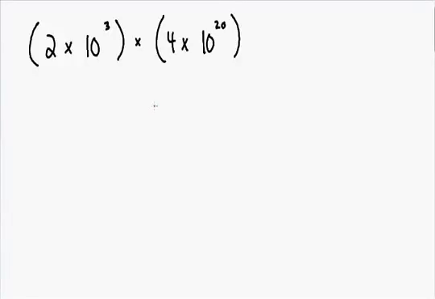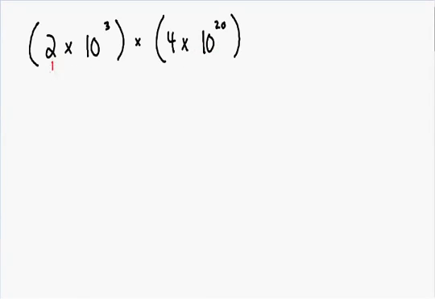Hey everybody, welcome to my video on multiplying and dividing in scientific notation. So here we have 2 times 10 to the third multiplied by 4 times 10 to the 20th. And whenever you multiply, the order in which you multiply does not matter.